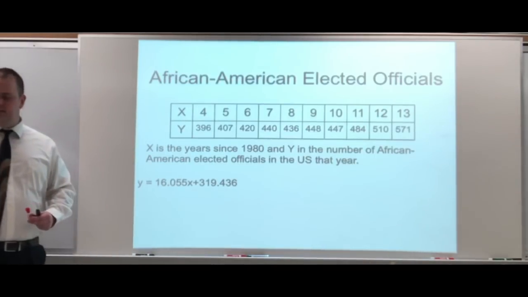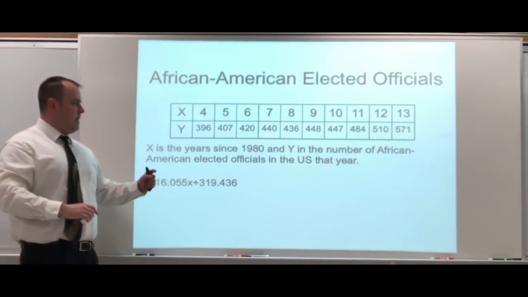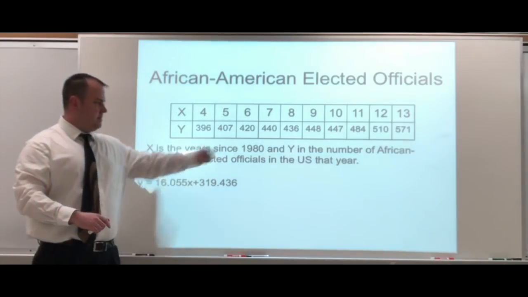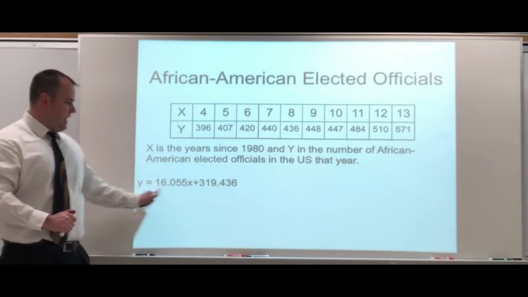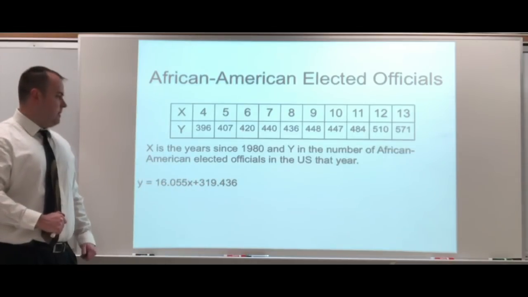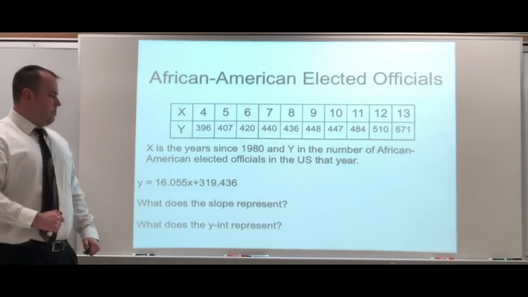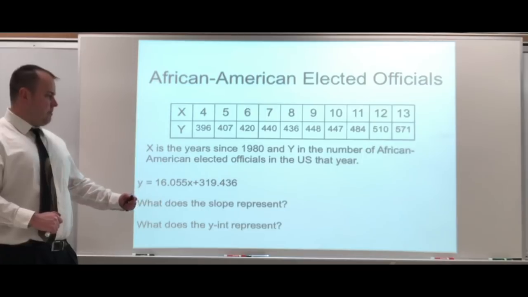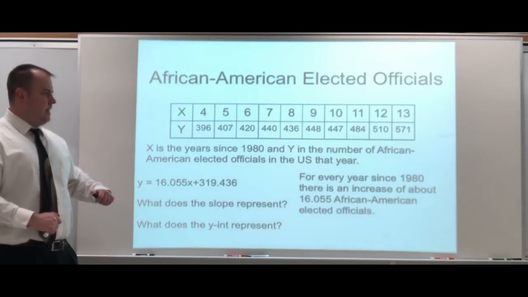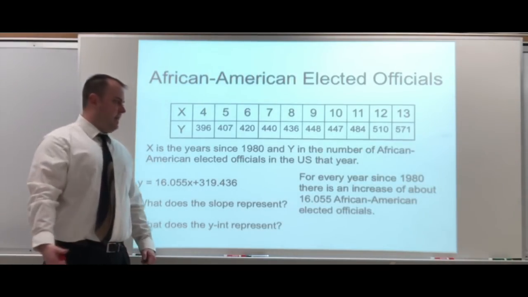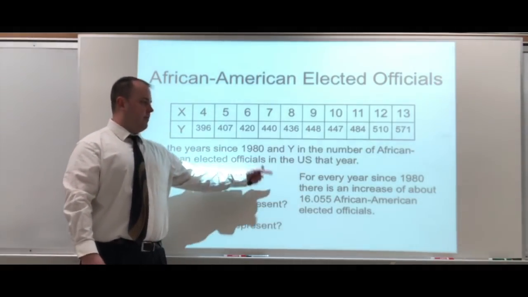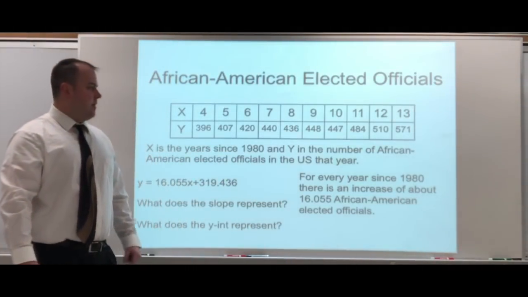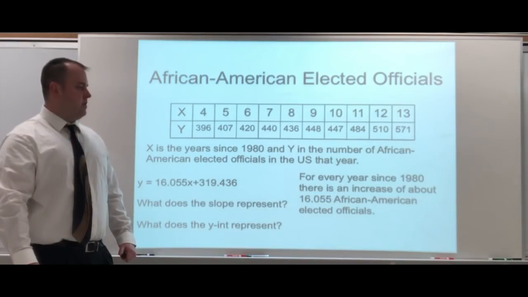Now let's do one last example. African American elected officials, going back to this problem. X is the years since 1980. Y is the number of African American elected officials, and we have our equation that we found earlier. Slope and y-intercept. What does the slope represent? For every year since 1980, so that's basically just stating this again, x is the years since 1980. For every year since 1980, there's an increase of about 16.055 African American elected officials.